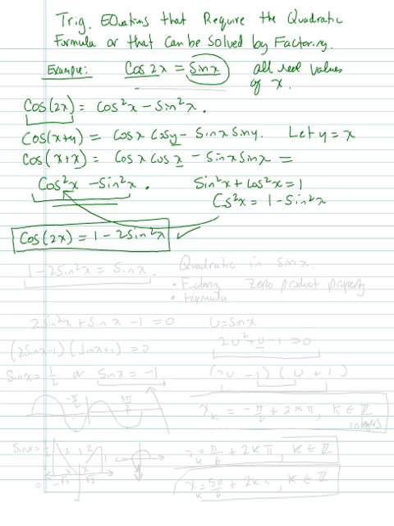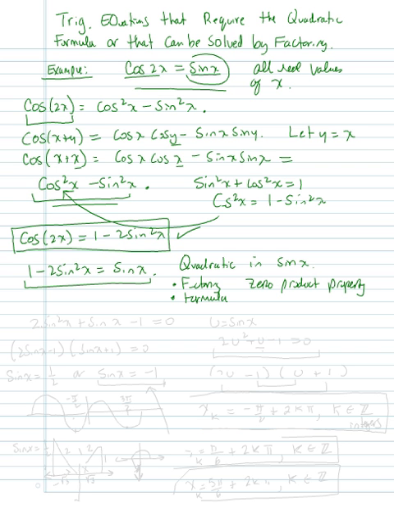So this original example can be rewritten as the following equation, solving for x for all real values of x: 1 minus 2 sine squared x equals sine x. This is a quadratic in sine of x. The way we solve quadratic equations is either by factoring, and we can apply the zero product property, or by using the quadratic formula. In any event, both require that we have this equation set equal to 0.